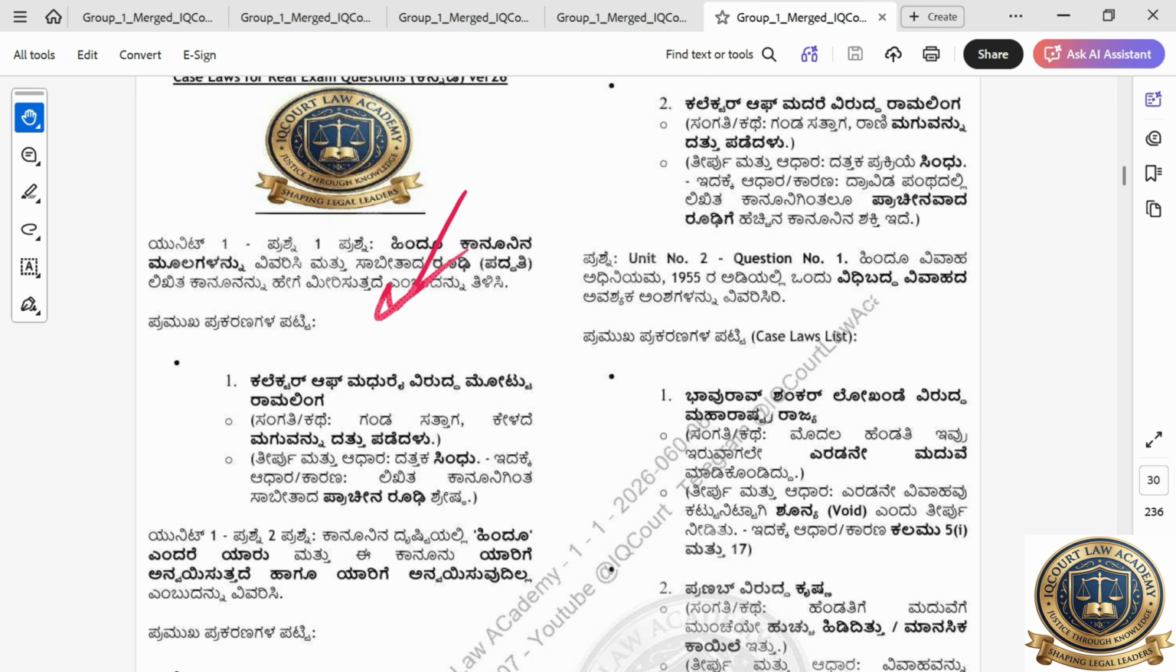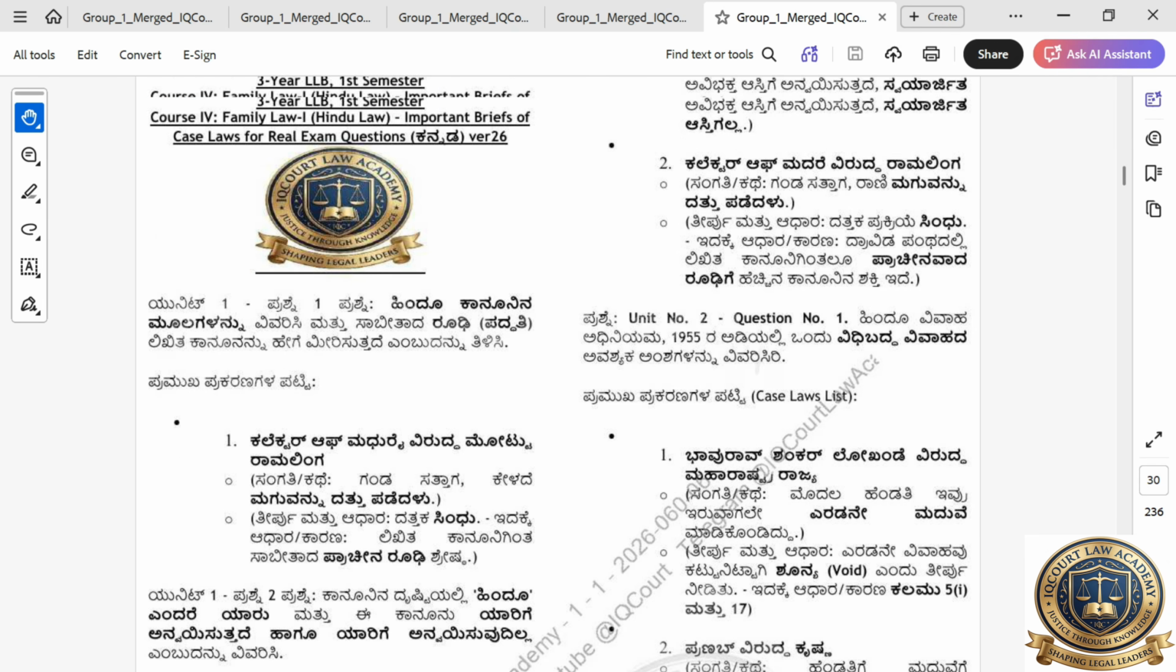Very simplified way. Collector of Madurai ವಿರುದ್ಧ ಮತ್ತು ರಾಮಲಿಂಗ. ಏನಿದು ಫ್ಯಾಕ್ಟ್? ಗಂಡ ಸತ್ತಾಗ ಕೇಳದೆ ಮಗುವನ್ನು ದತ್ತು ಪಡೆದಳು. ಇದು ಸಿಂಧುತ್ವವಾಗಿದೆ. ಇದಕ್ಕೆ ಕಾರಣ ಲಿಖಿತ ಕಾನೂನಿನಿಂದ ಸಾಬೀತಾದ ಪ್ರಾಚೀನ ರೂಢಿ ಶ್ರೇಷ್ಠ. ಲಿಖಿತ ಕಾನೂನು ಬರೆದಿದ್ದಕ್ಕಿಂತ ಪ್ರಾಚೀನ ರೂಢಿ ಶ್ರೇಷ್ಠ ಅಂತ ಜಡ್ಜ್ಮೆಂಟ್ ಕೊಟ್ಟಿದೆ. ಈ ತರ ಎಲ್ಲ ಸಿಂಪ್ಲಿಫೈಡ್ ಒನ್ ಲೈನ್ ಕೇಸ್.